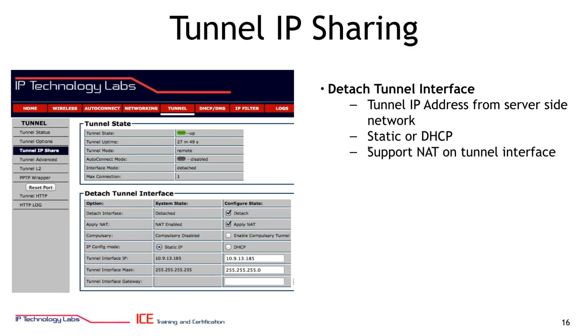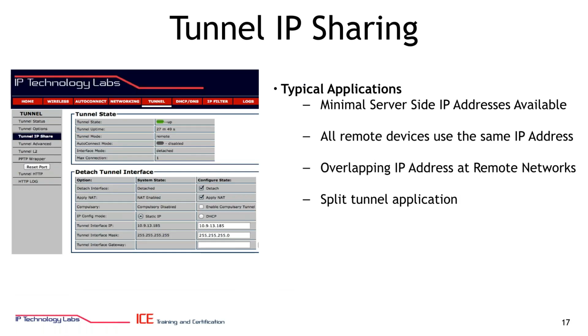To set up IP sharing, set up a standard bridge tunnel, and then we can detach it, apply NAT, and we can either set up a static IP address or we can run in DHCP. Allows me to use a small number of DHCP addresses from the head office. So now each of my remote networks are all basically sharing one IP address from the head office network. I can have overlapping IP addresses on the remote side. Also allows me to run in split tunnel or a compulsory tunnel application.